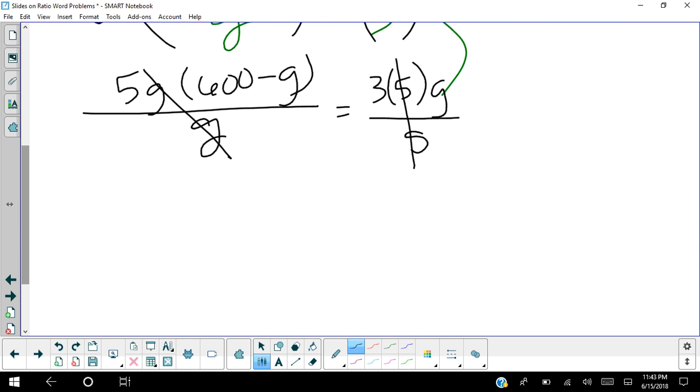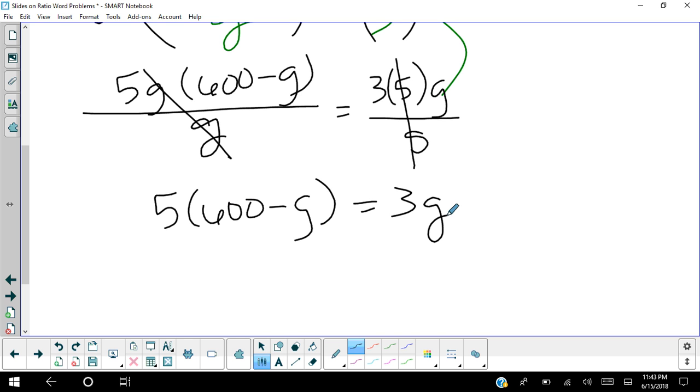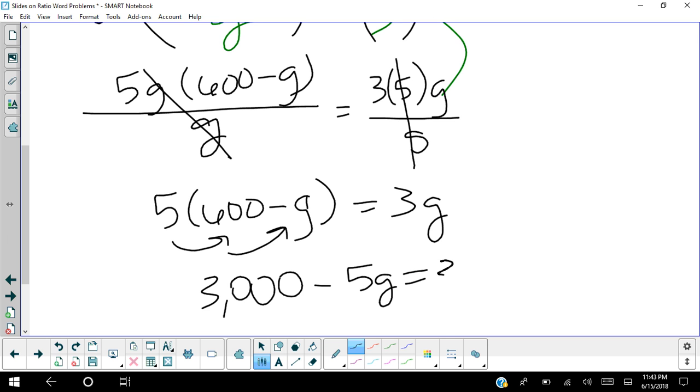And now I'm ready to distribute, where I have my 5 times my 600, so I get 3,000 there. I'm going to write out the step for you, because it might help you. So I am working on 5 times (600 − g) is equal to 3g. And now I'm going to distribute the 5. So 5 times 600 gives me 3,000, because 5 times 6 is 30, so that adds another 0. Minus 5g is equal to 3g.